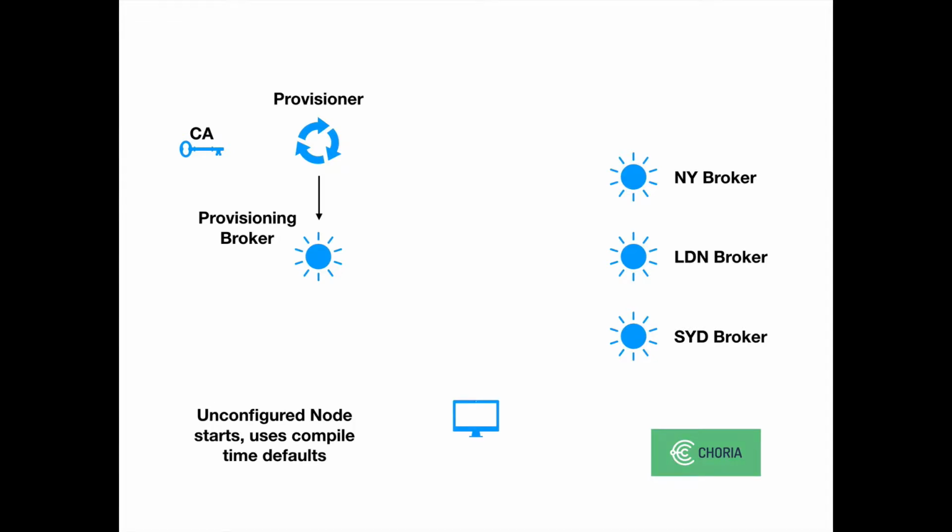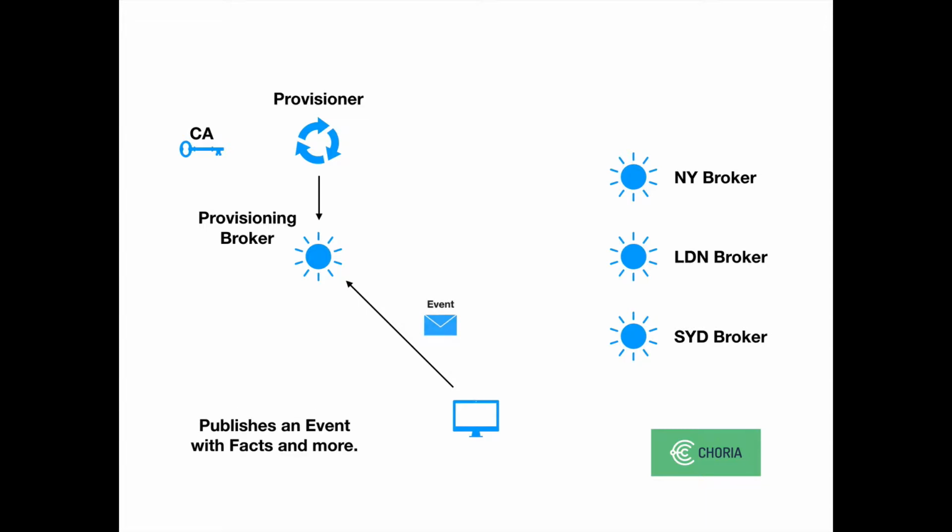So a node starts up. It doesn't have a configuration, or the configuration is invalid. And so it looks at its compile time defaults, and it finds your provisioning network, and it goes and connects to that provisioning network. Once there, it will start publishing events. These events will have your facts, metadata, whatever. You place a file on a disk, you tell the thing when you compile it where to find this file, and whatever is in there will be published to anyone who's listening on the provisioning network.